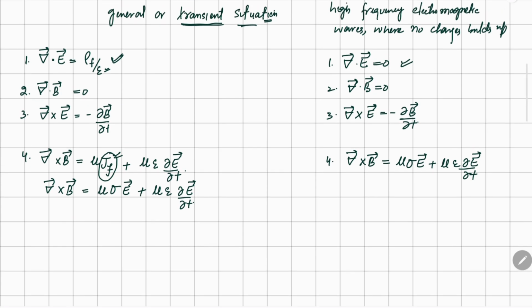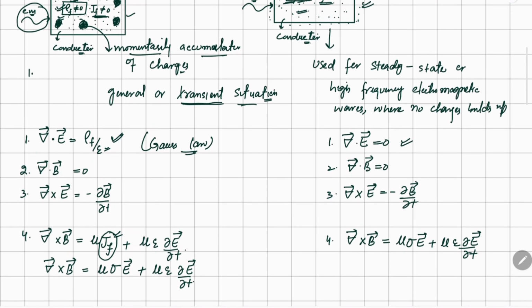So basically, if you see, there is only one change in this equation. That's Maxwell's first equation, which is actually Gauss's law. So there is only a slight variation in that because of this case, rho f is not equal to 0 and rho f is equal to 0.